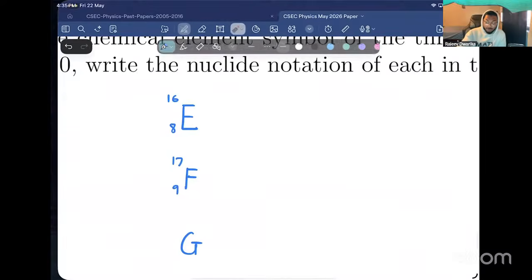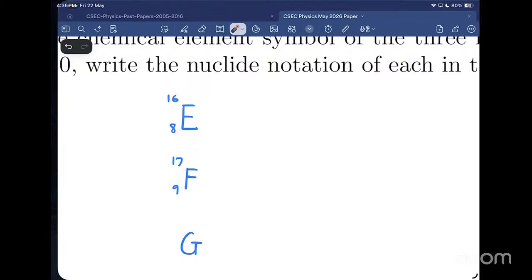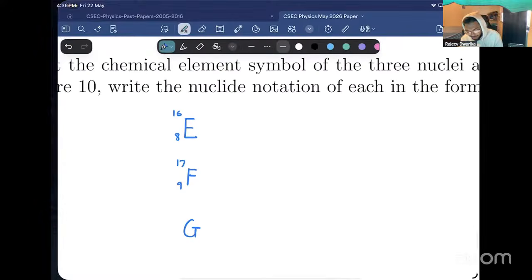Let me just make sure I'm not confusing anybody. On top is protons plus neutrons, and at the bottom is protons. I don't know why I was counting electrons. I get that. Big up, big up, big up one time.